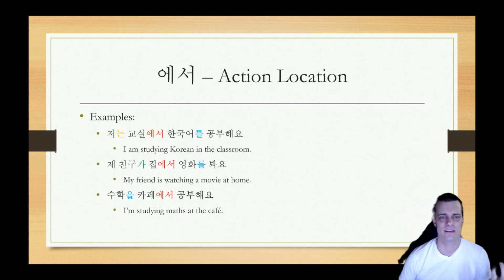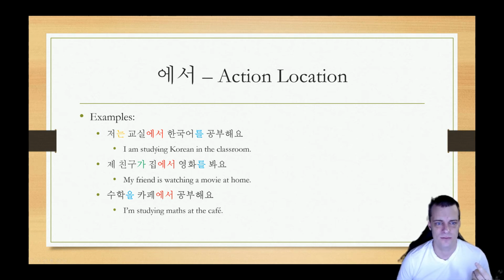Alright, so let's have a look at the examples to explain a little bit more what I'm talking about. In the first sentence, 저는 교실에서 한국어로 공부해요. You'll note in red, here's eso. When it's translated, it's I am studying Korean in the classroom. So the study or the action here is occurring inside this noun, which is the classroom.